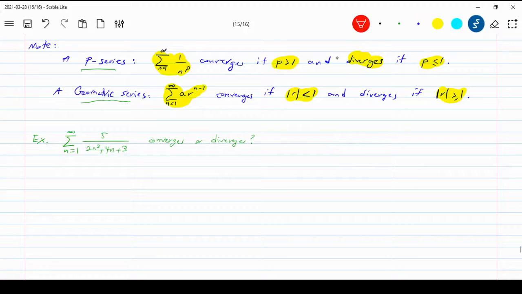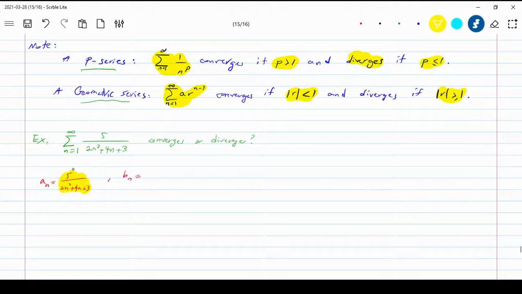The more options you have, the better. So what can I say? Let's say a_n is given to us as 5 divided by 2n squared plus 4n plus 3. And what do we pick as b_n, as our comparison test sequence? For b_n's, we try to pick the simplest form to compare with a_n.